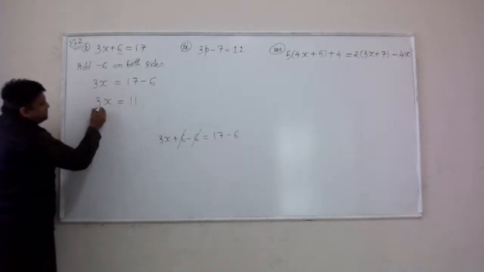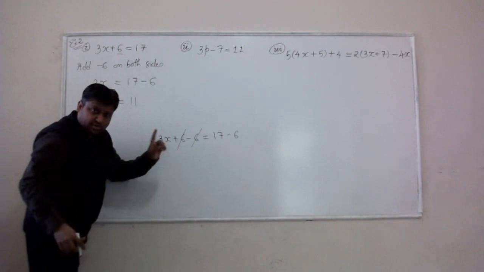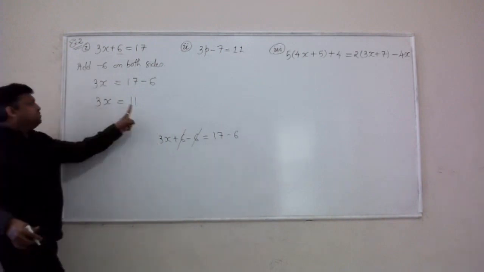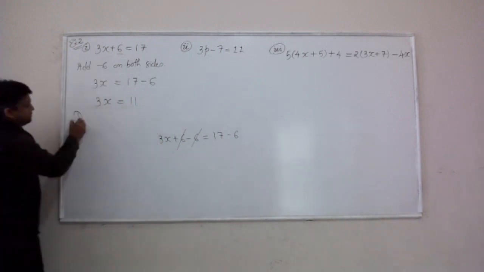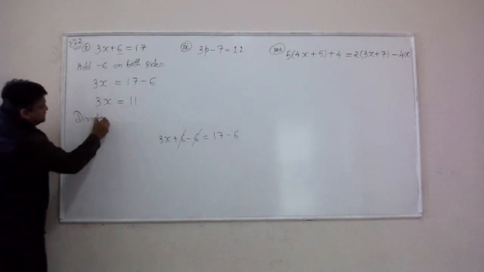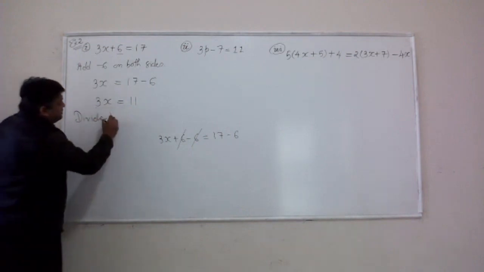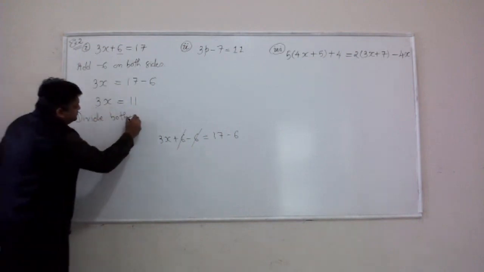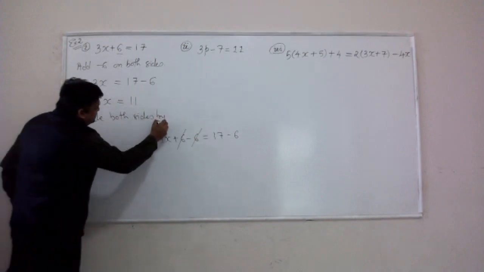I now need to get rid of that 3. I'm going to use the same logic. Divide both sides by 3.